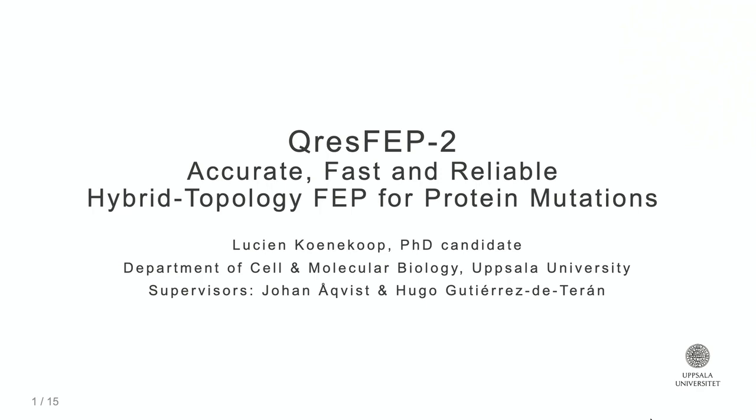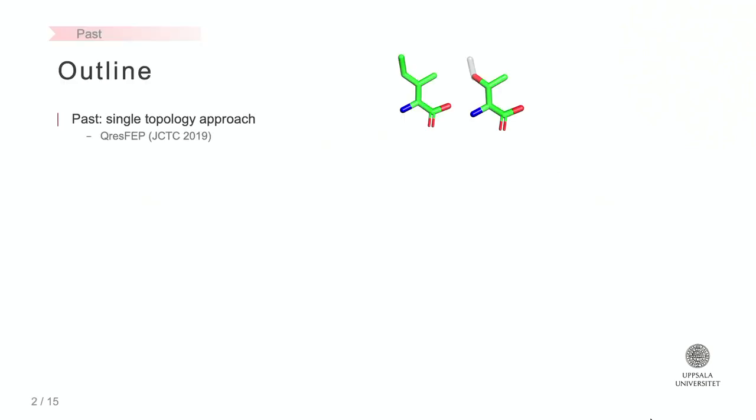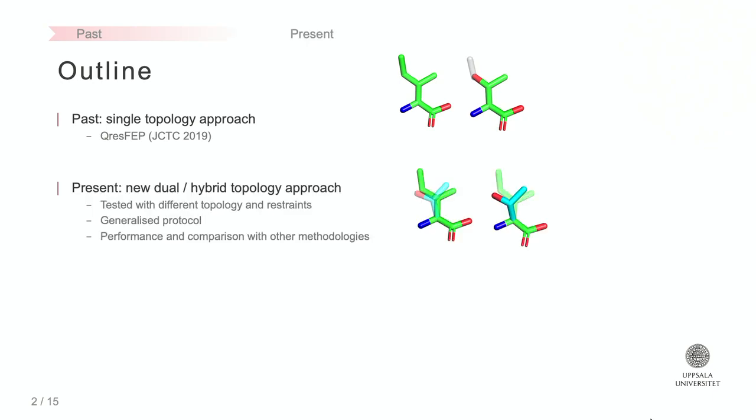Okay, welcome all. My name is Lucien and I'm a PhD student in Uppsala. Today I will talk to you about QresFEP 2: accurate, fast and reliable hybrid topology FEP for protein mutations. I'll start by talking a little bit about the past, about our single topology approach, which was called QresFEP, which was published in 2019. And then I'll move on to our new dual/hybrid topology approach.